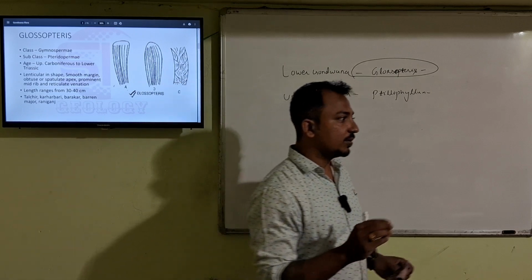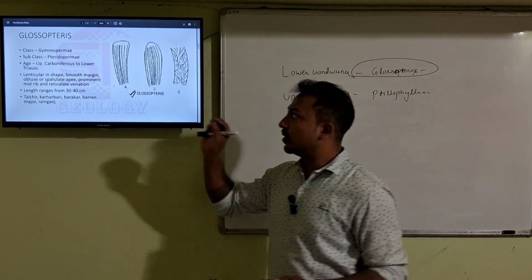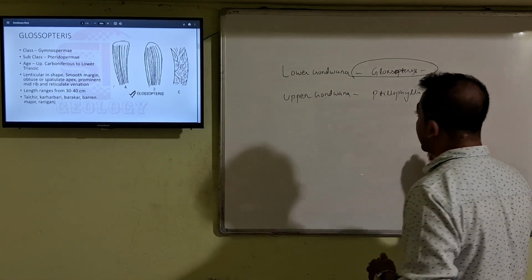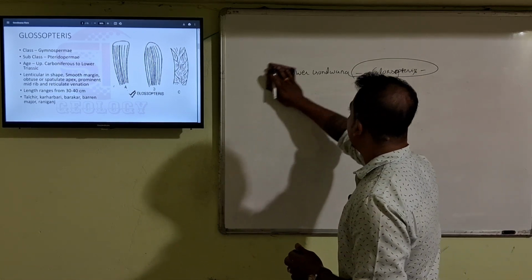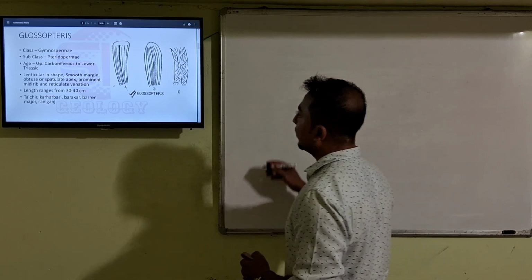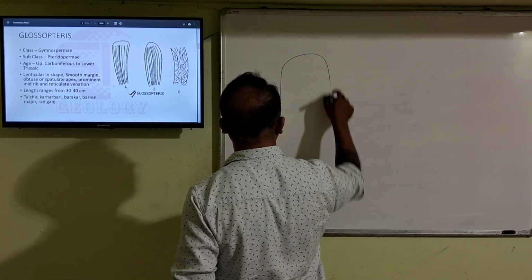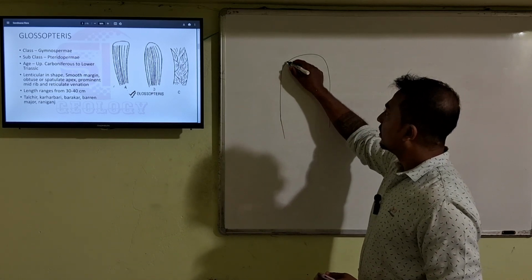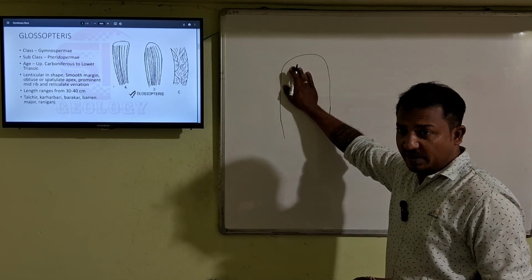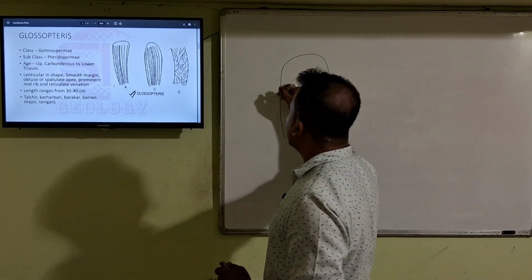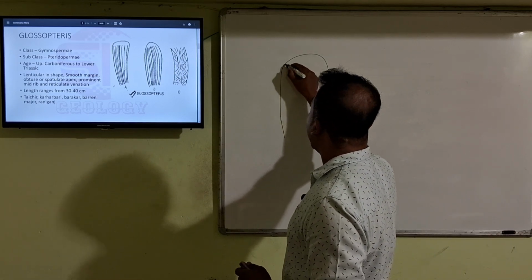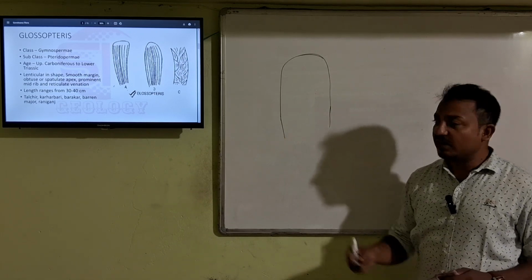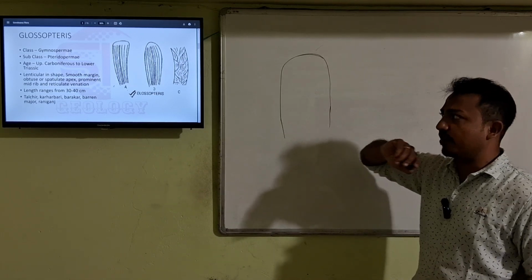Okay. So this is your Glossopteris. It is lenticular in shape, meaning lens-shaped, like this. Then it is a leaf. It has a smooth margin, and the apex is obtuse. This apex is not very sharp.